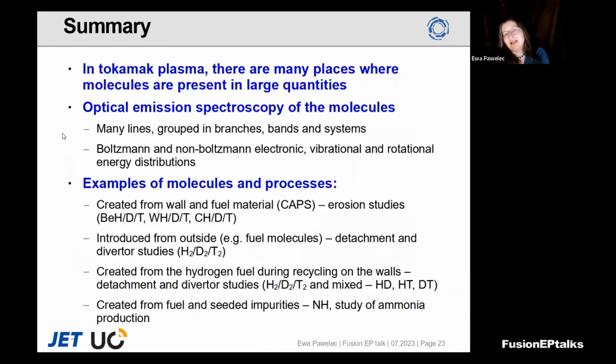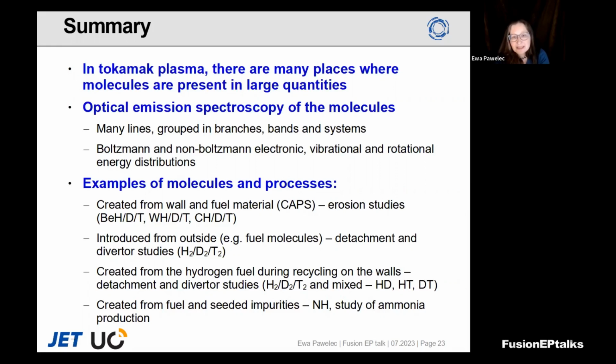So in summary, we have many places in the Tokamak plasma where there are relatively large quantities of molecules. We can observe them by optical emission. They look mostly very complex as large bands containing thousands of lines, with the Boltzmann and non-Boltzmann distribution within those molecules. So we need specific models for that.